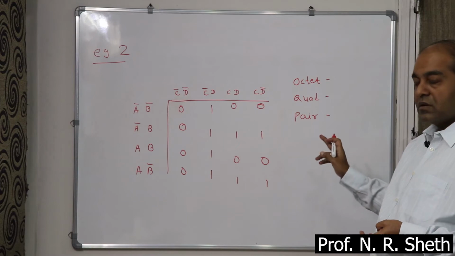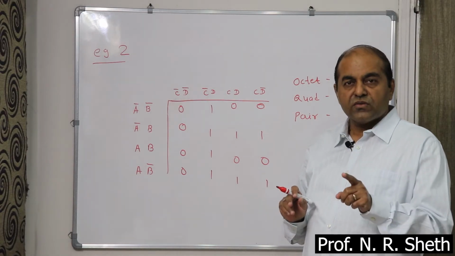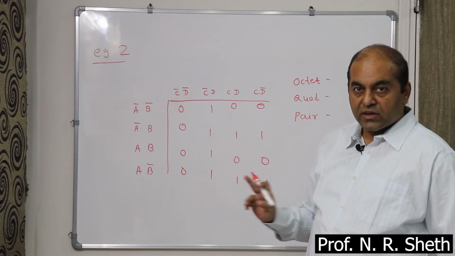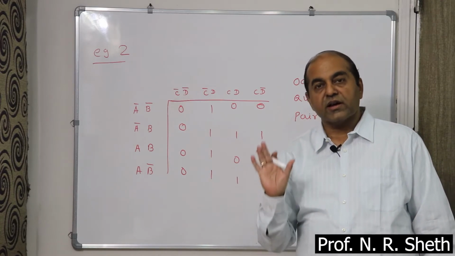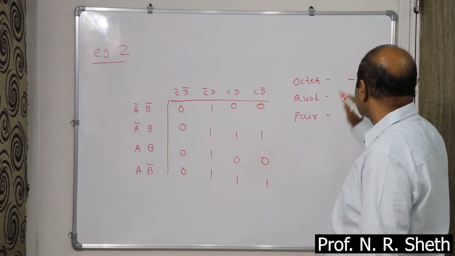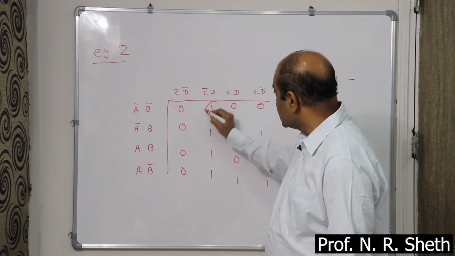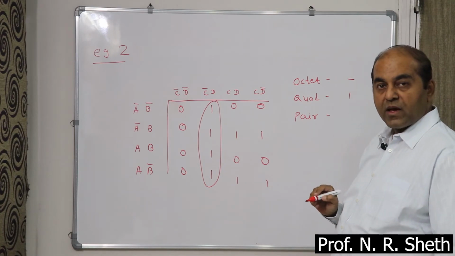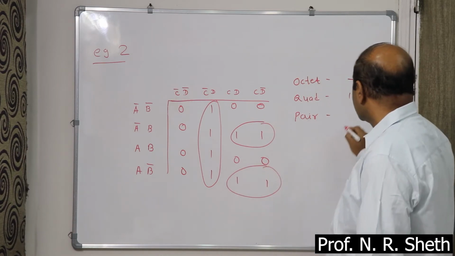So, total 8 ones and 8 zeros exist. So, first we have to find out the largest group. 8 ones are there in this figure, but neither they are horizontally adjacent or vertically adjacent. It is in random form. So, octet, nil. 4 ones, yes, vertically this group is possible. Okay, so 1 quad and first pair and second pair. So we have 2 pair.